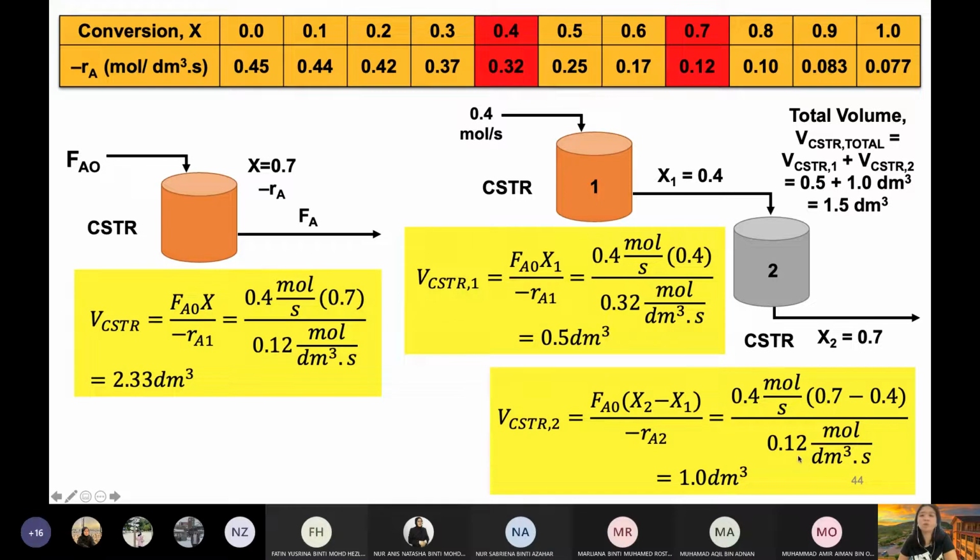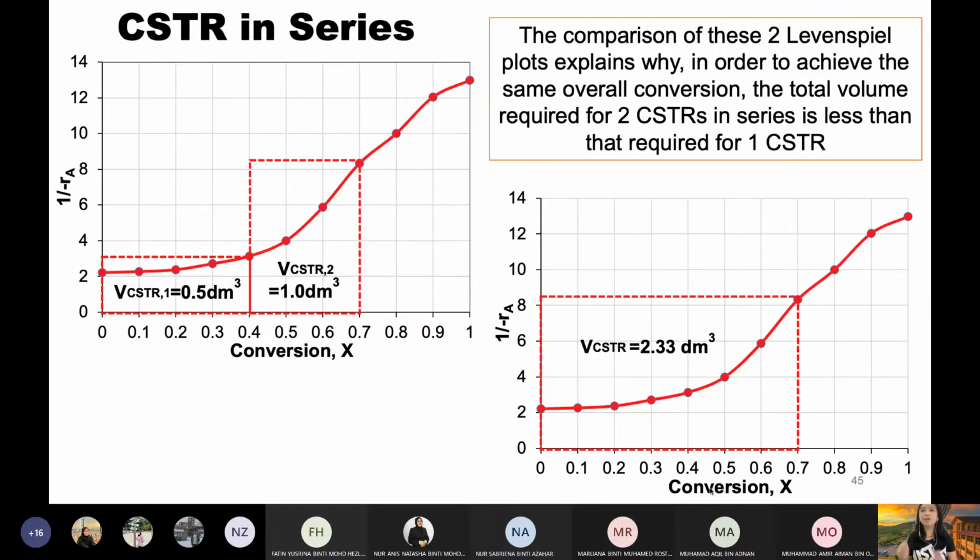So you divide by 0.12, you get the volume as 1 dm³. Maksudnya, untuk reaktor kedua, volume reaktor yang kamu perlukan adalah sebenarnya 1 dm³ if you want to convert from 40% to 70%. Okay. Now this is something that is very interesting.